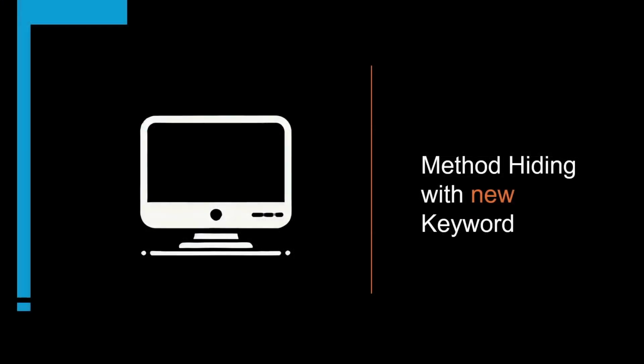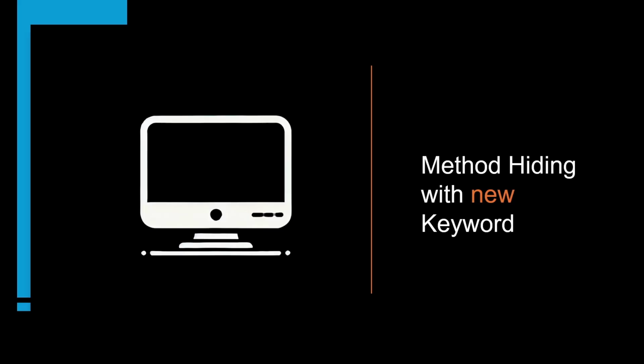Now let's get started with method hiding with the new keyword. Sometimes a derived class needs a method with the same name as the base class, but doesn't want to override it. In that case, we make use of the new keyword to hide the base class method and to provide a new implementation in the child class.